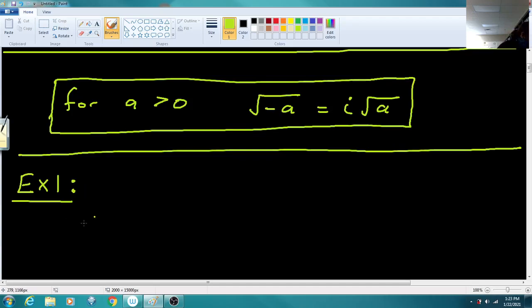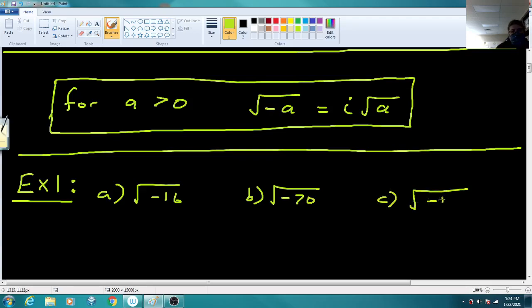For this one, we want to simplify each of these down to the form a plus bi. We have the square root of -16 in part A, the square root of -70 in part B, and the square root of -48 in part C. We can't start simplifying these terms until we get them as square roots of positive numbers. So on each of these, step 1 is to use this rule up here.